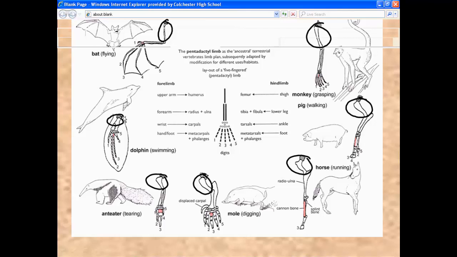If we look at our lower arm, what bones are these? Ulna and? Starts with an R? Radius. Ulna and radius. Ulna and radius in each of these.